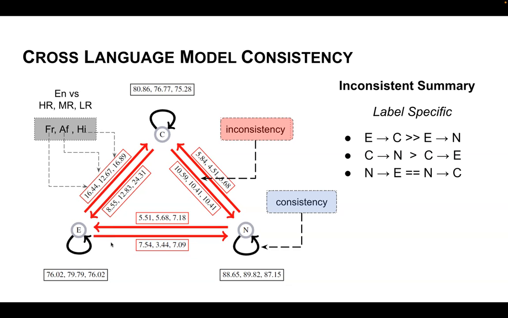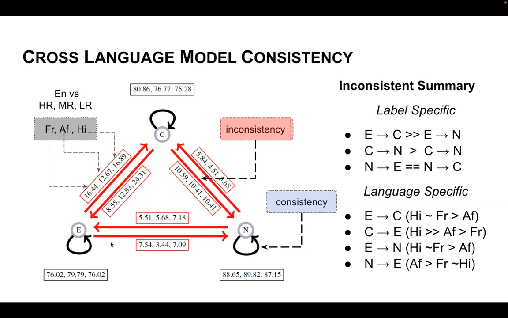We found that there is a significant amount of inconsistency. Specifically, entail is getting a lot of flips to contradiction, much higher than entail to neutral. Contradict to neutral is also very significant, specifically for the low resource and medium resource settings. Neutral to entail and neutral to contradict were equally flipped.